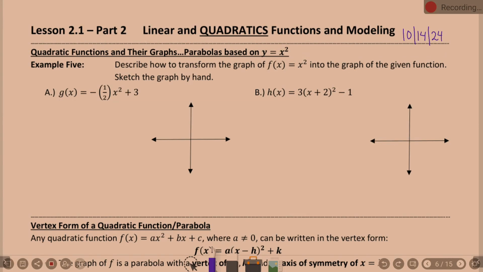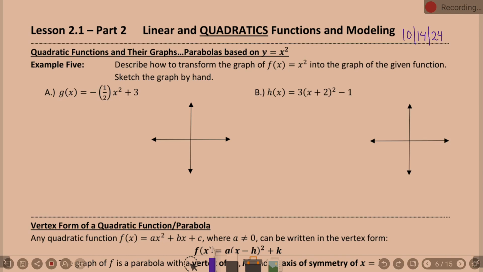We're talking about linear and quadratics. Part 1 was the linear piece. Part 2 is the quadratic piece. It's kind of an Algebra 2 review of a lot to do with quadratics: how we are graphing them and how we can rewrite equations and whatnot, but all related to the graphs.